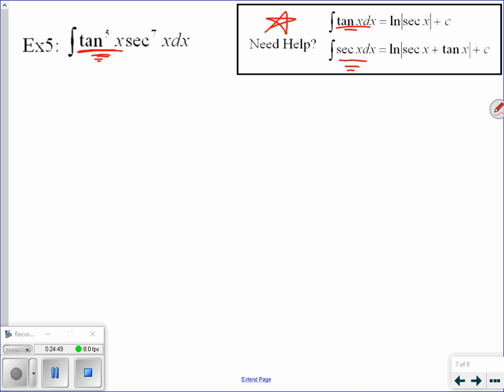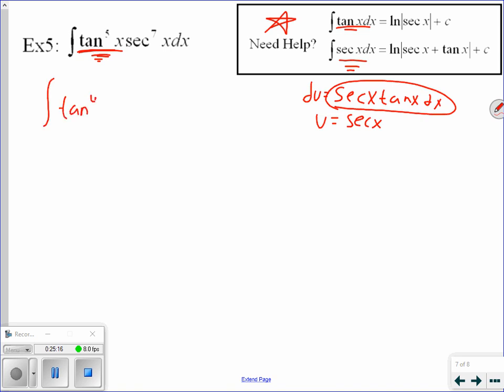Okay, if you look back at the strategy, the idea is that I want my du to be secant x tan x dx, because I want my u to be secant x. So if that's the case, I'm trying to take out my du like I've been doing with all my other strategies. Okay? So that means I need to take out one secant and one tangent from each of these powers. So what I'm left with is tan to the fourth x, secant to the 6x, and I'm pulling out that du as secant x tan x dx.